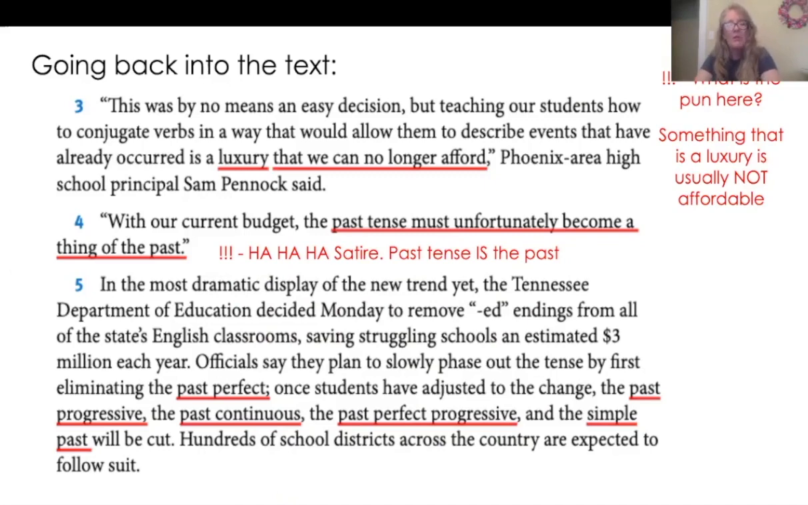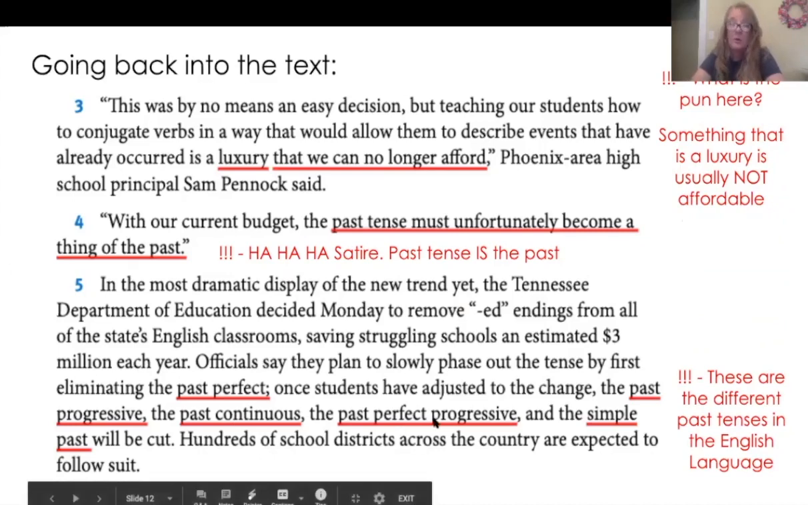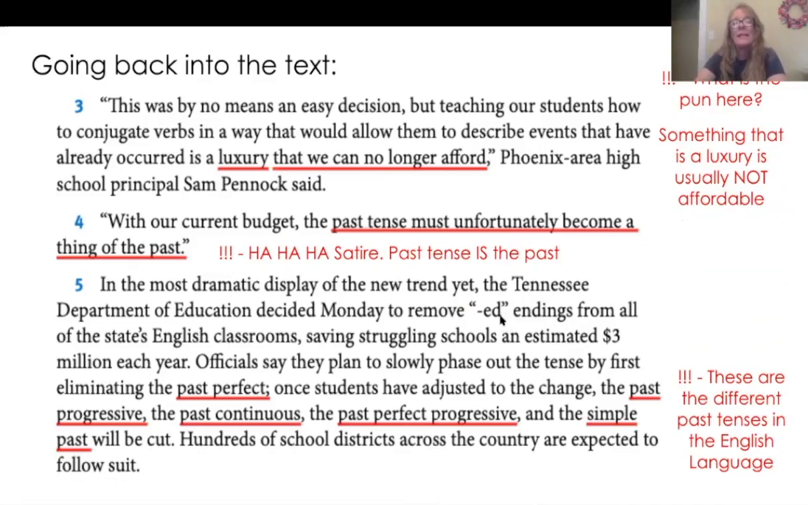Then in paragraph 5, what I've outlined are basically the different past tenses in the English language. As you progress through school, especially if you take a foreign language, you'll learn more about these and how they work. We've got the past perfect, the past progressive, past continuous, past perfect progressive, and then just the simple past tense. They're trying to make a point that if we removed all the ED endings and saved $3 million per school per year, then how much could we save if we took out all the others?